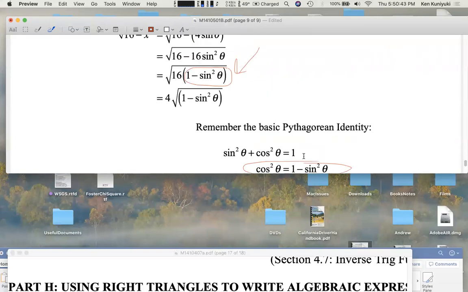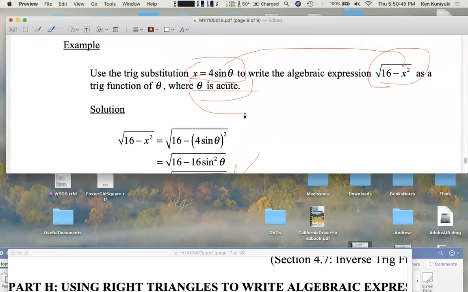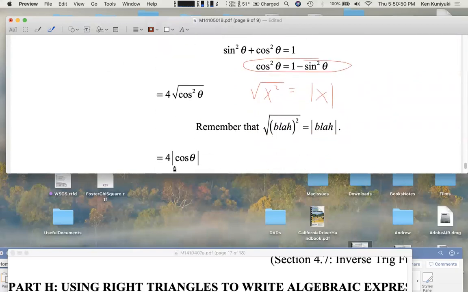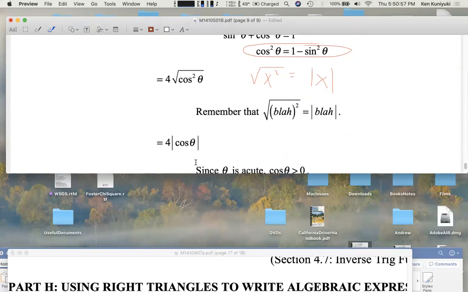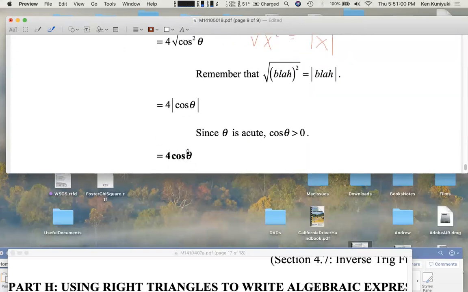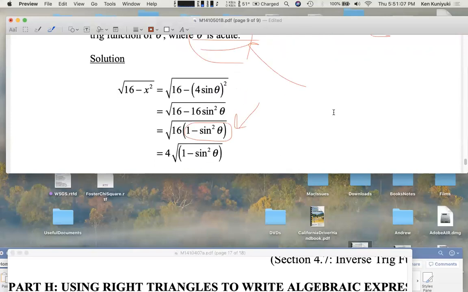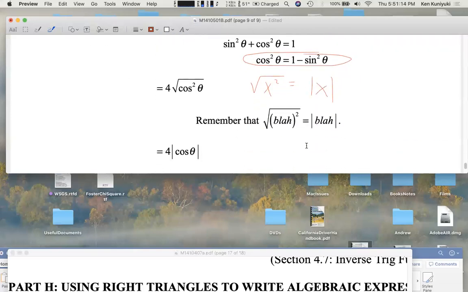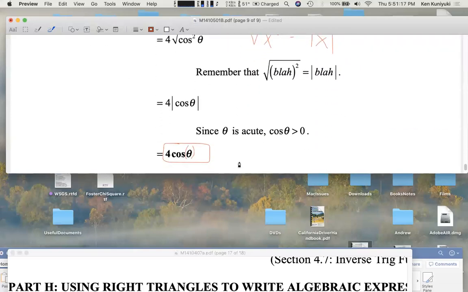But now wait, we're assuming theta is acute. And if theta is acute, that means that cosine of theta has to be positive. The absolute value of a quantity that's known to be positive is just itself. So this does simplify to 4 cosine of theta. Again, the square root of 16 minus x squared, after you perform the substitution, ends up being 4 cosine of theta.